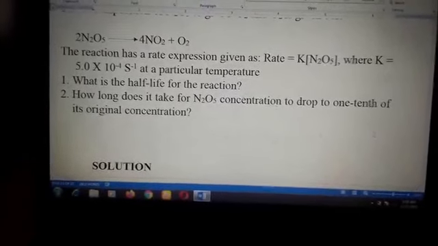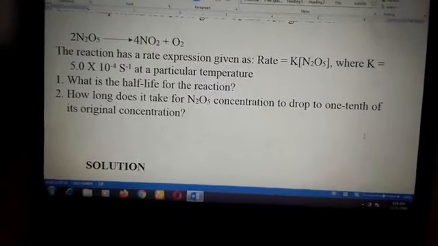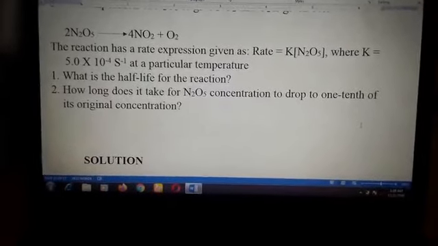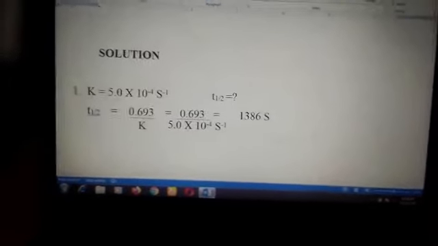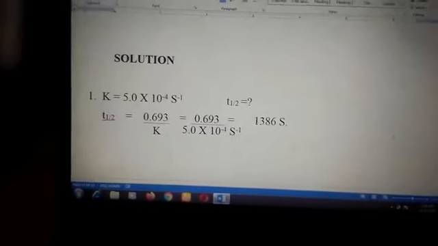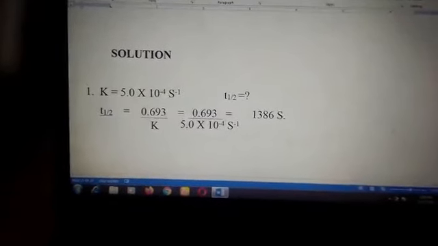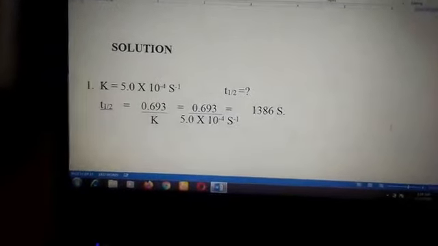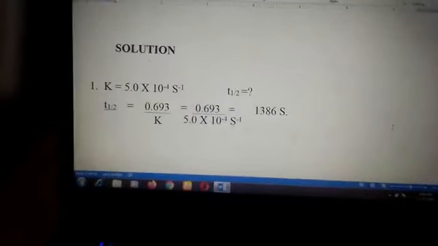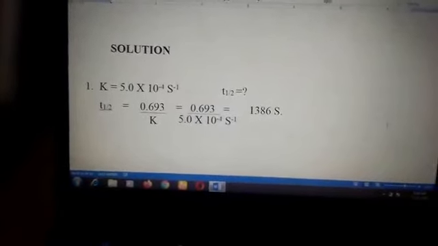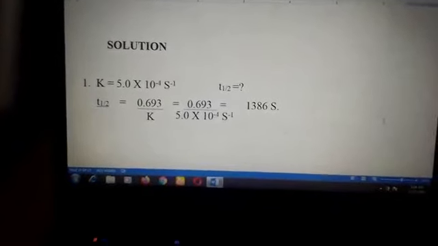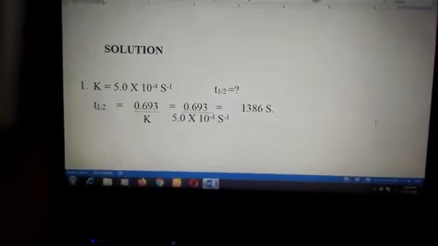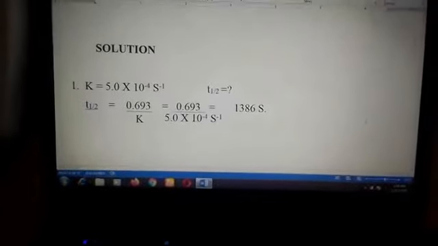Question 1 says, what is the half-life for the reaction? Number 2 says, how long does it take for the N2O5 concentration to drop to 1/10 of its original concentration? So let's start with the first question. In the first one, we have to find the half-life. We're given k. k is 5.0 times 10 power minus 4 per second. That k is the rate constant. We're looking for t half, the half-life. That is connected by equation 15, which you got initially. t half is 0.693 over k. We substitute 0.693 all over 5.0 times 10 power minus 4. When we divide, we have 1386 seconds as our half-life.